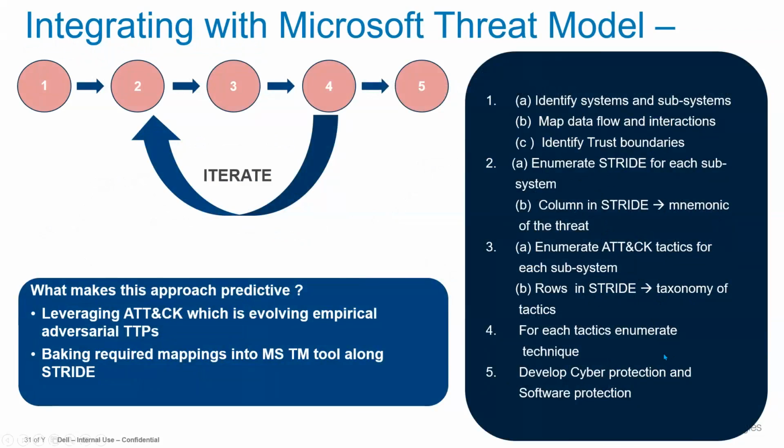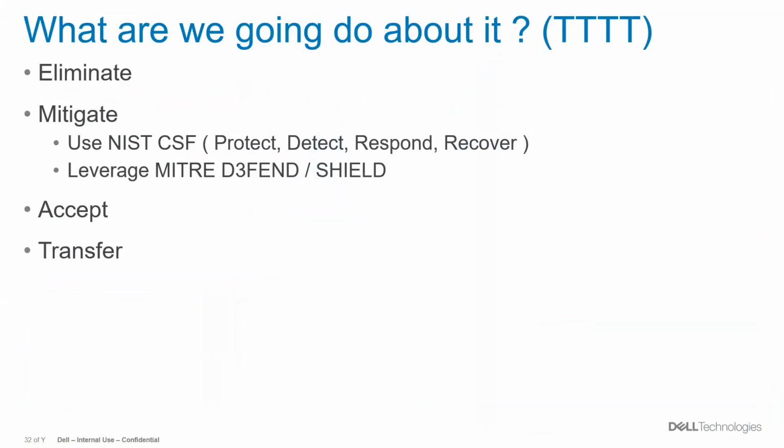So for each of these tactics, you can develop a cyber protection in the software. So this is the exact workflow of how things could really work when you are using the existing threat model approach and then overlay on top of it the attack matrix from MITRE. I know we talked about 2 major questions about what we are going to do about it. So once we find what we have analyzed, we have to do some risk analysis. In simple terms, you can keep this memory aid as the 4 T's: treat, transfer, tolerate, and terminate, which is also known as eliminate or mitigate, accept, and transfer.